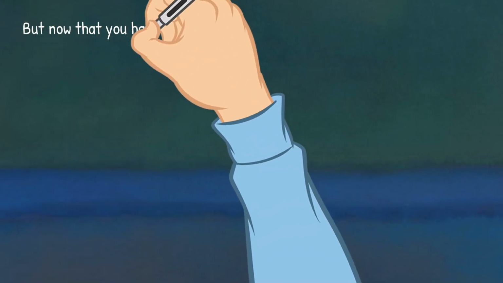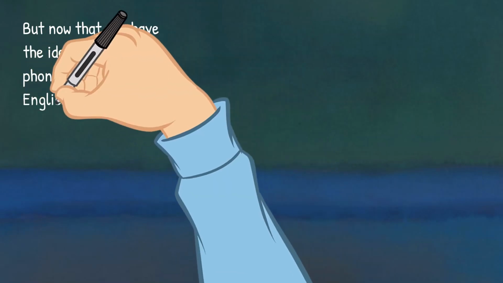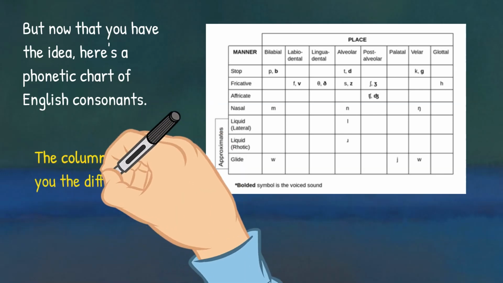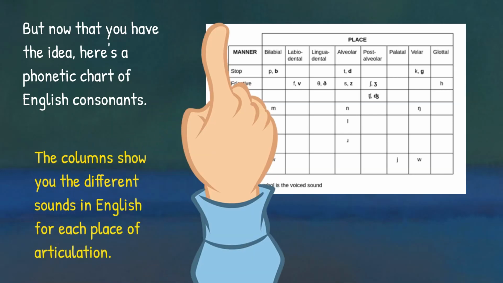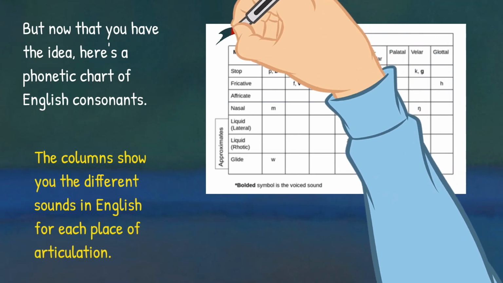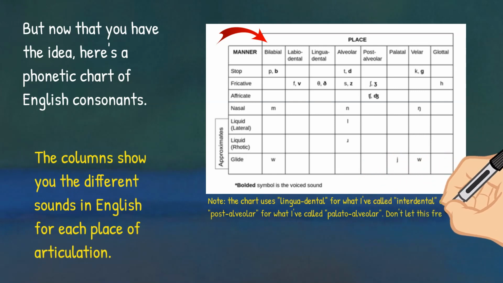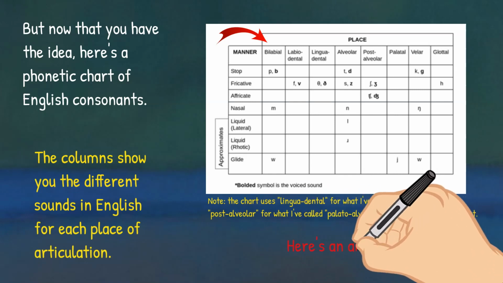Having said that, now that you've got the idea, take a look, for example, at this chart of the English consonants. Each of the columns shows you the number of consonants that the English language has at each of those places of articulation that are illustrated in the chart. Note also that the chart uses the terms linguodental and postalveolar to describe what I've been calling interdental and palatoalveolar. Don't freak out about this. It's no big deal. And just so you know that I'm serious when I say that it's no big deal, here's an amusing penguin.